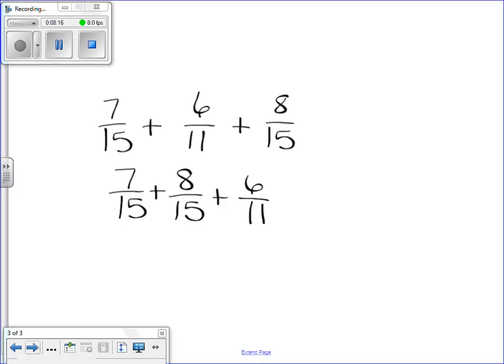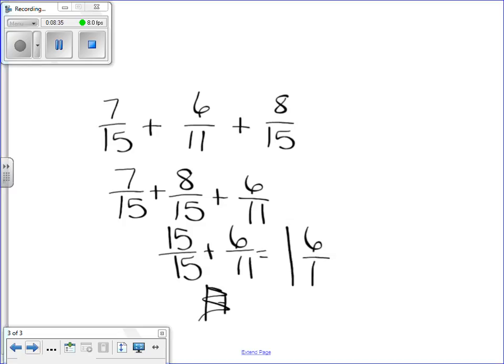So, 7/15 plus 8/15, find those common denominators. So, 7 plus 8 is 15. 15/15 plus 6/11. What is 15/15? 1 whole. So that's 1 whole and 6/11.